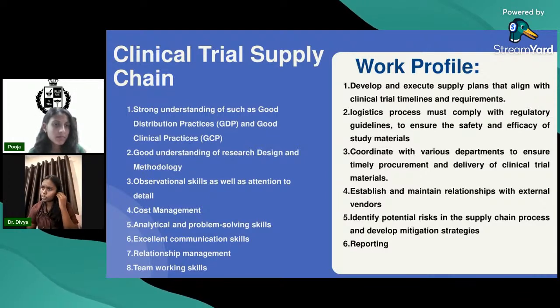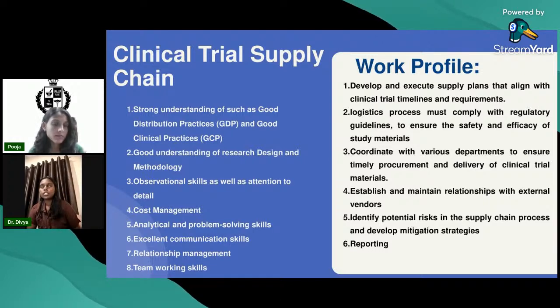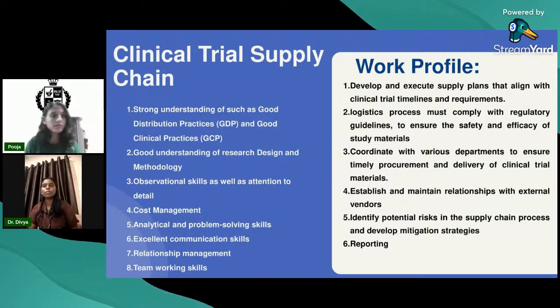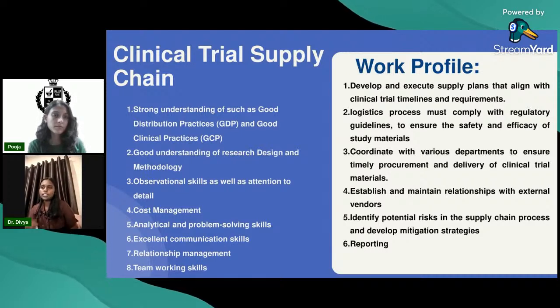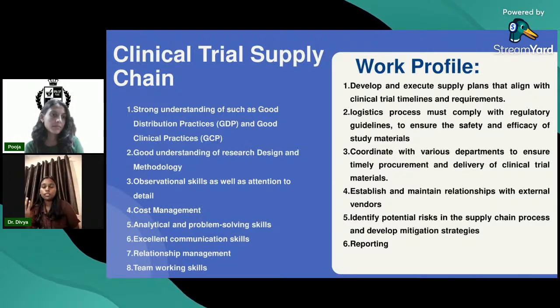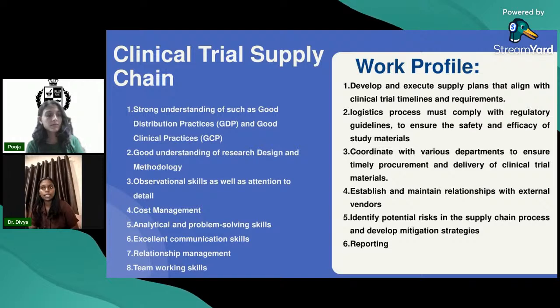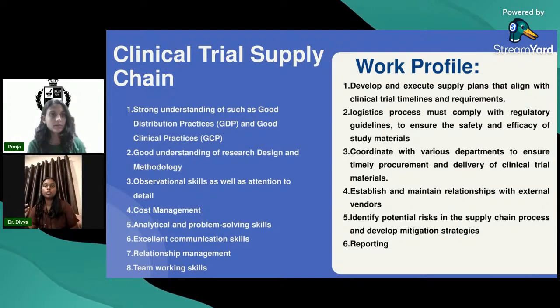They should also establish and maintain good relationships with external vendors, because the vendors who will supply you any material will be the ones you will always need a good rapport with, because if you are in this field you will be ordering those things again and again from the same vendor. And lastly, reporting. If any incident happens with the supplies, then you should be the one reporting it. What is required in this field is good clinical practices. There are good distribution practices, so you should learn those practices.